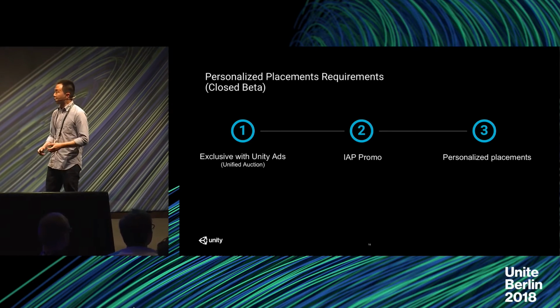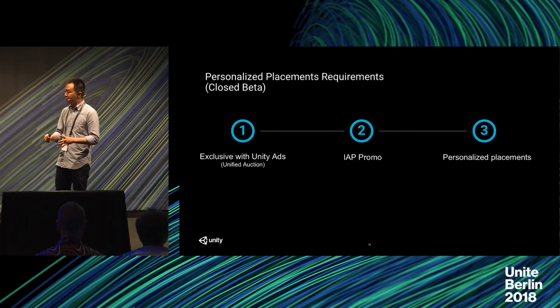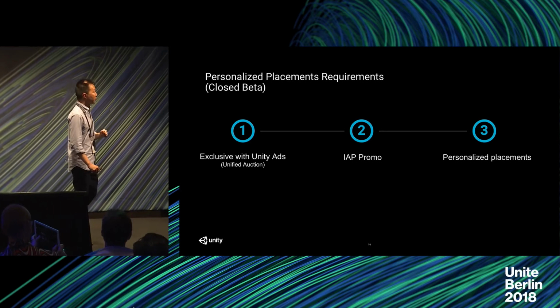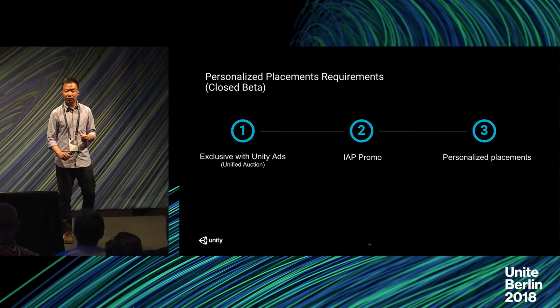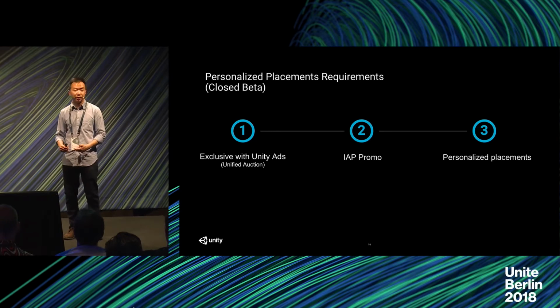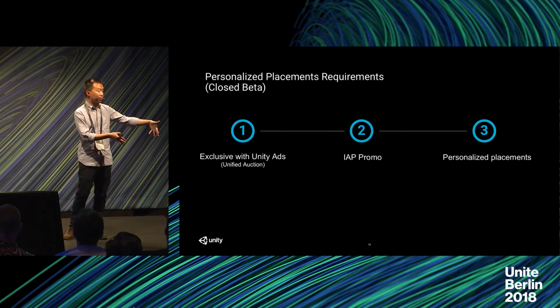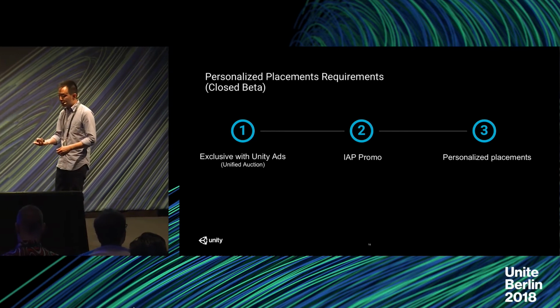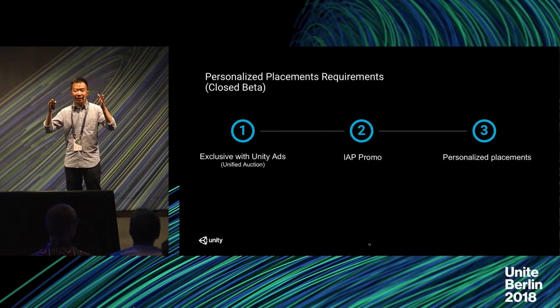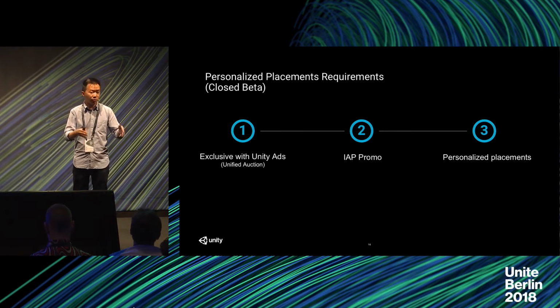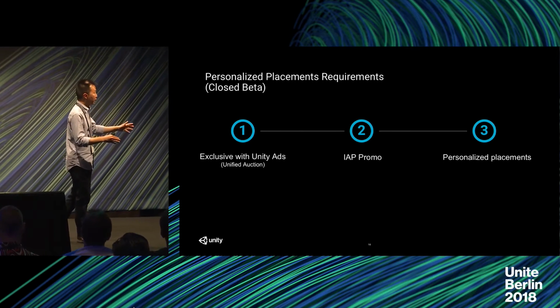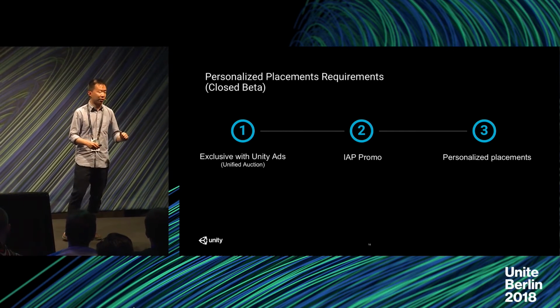Personalized placements, again, from a requirements perspective, are still in closed beta. In order to enable this product, there are two requirements. One is you need to be exclusive with Unity Ads. The reason is, as the name suggests, personalized placements. We are still utilizing placements from the advertising world in order to display the content. And the other reason is, in order for us to get full data science insights about the player activities to calculate lifetime value, we need to have the full spectrum of what they do. That's the reason why exclusivity with Unity Ads is a requirement for us to activate this product.